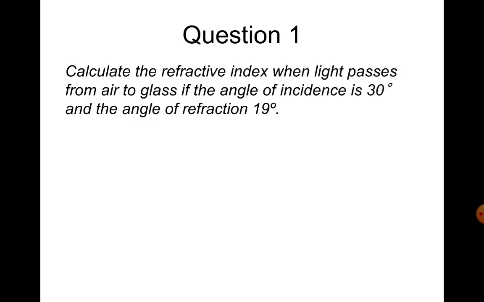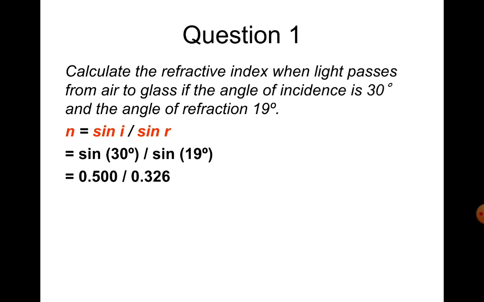Okay. Question number 1. Calculate the refractive index when light passes from air to glass if the angle of incidence is 30 degrees and the angle of refraction is 90. Pause the video and answer the question. Well, we know the formula: n = sine i over sine r. We fill in sine 30 degrees over sine 90 degrees, which is 0.5 divided by 0.326, and we will find a refractive index of 1.53.